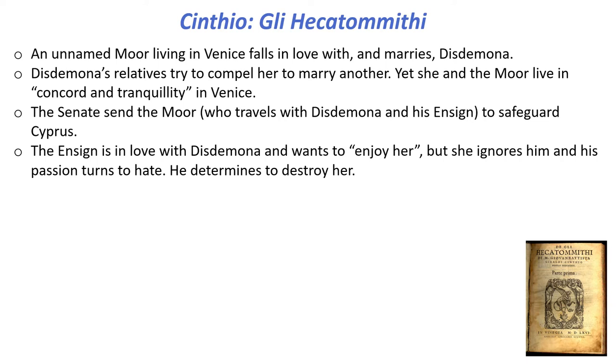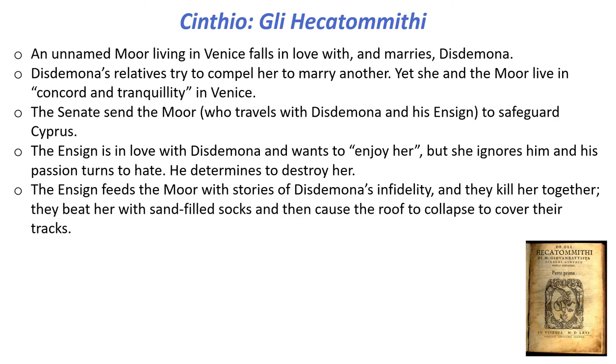The ensign is in love with Desdemona and wants to enjoy her, but she ignores him and his passion turns to hate, so he determines that he's going to try to destroy her. Now, I'm sure you're already seeing some key differences between Shakespeare's version of Othello and the version that Cinthio tells. The ensign feeds the Moor with stories of Desdemona's infidelity, and they kill her together. They beat her with sand-filled socks and then cause the roof to collapse to cover their tracks.